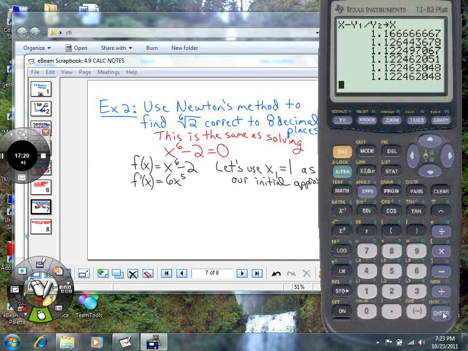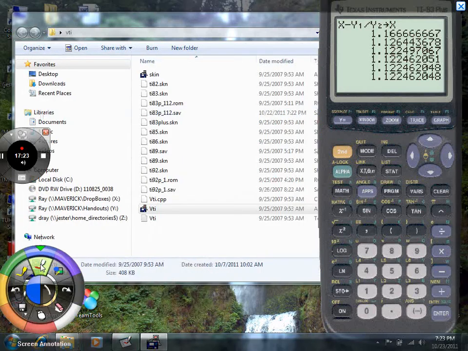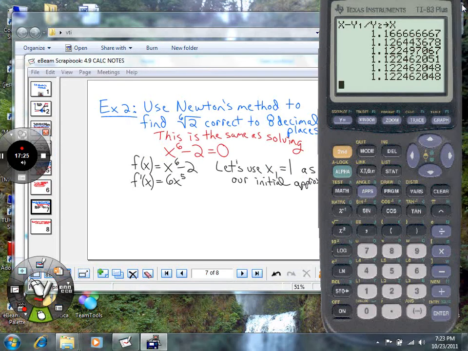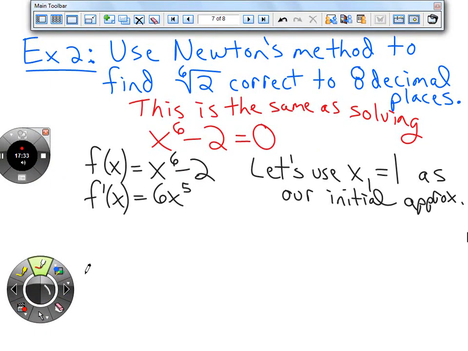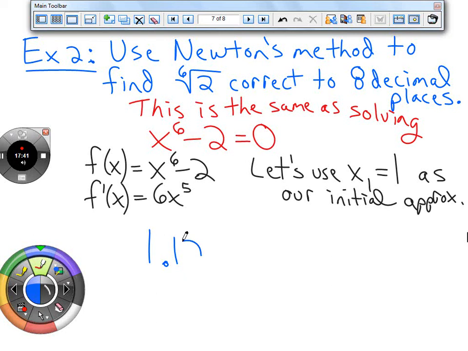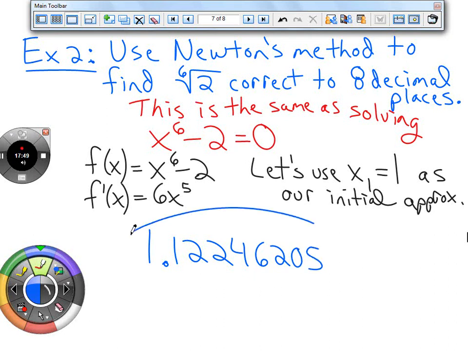And so my final answer here, to 8 decimal places, I would say it would be 1.1224625, kind of rounded it, okay? And that turned out to be, for me, and should be for you, the 7th approximation. So x sub 7 is what it is.